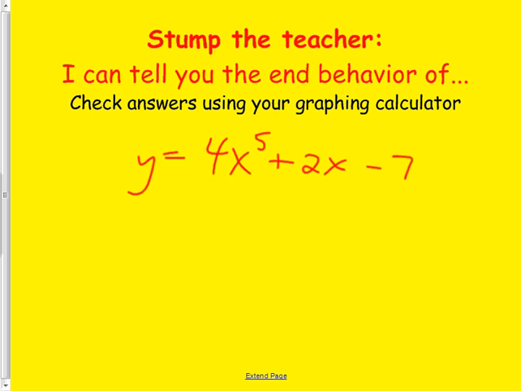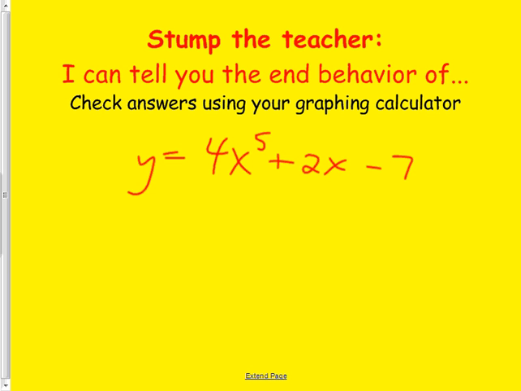All right, cool. Everybody graph that, and I can tell you what it's going to look like, basically. It is going to be down on the left, and it's going to be up on the right. And it's going to go through -7 on the y-axis. So it's going to touch at -7. So I knew this one was down, up, and goes through -7.